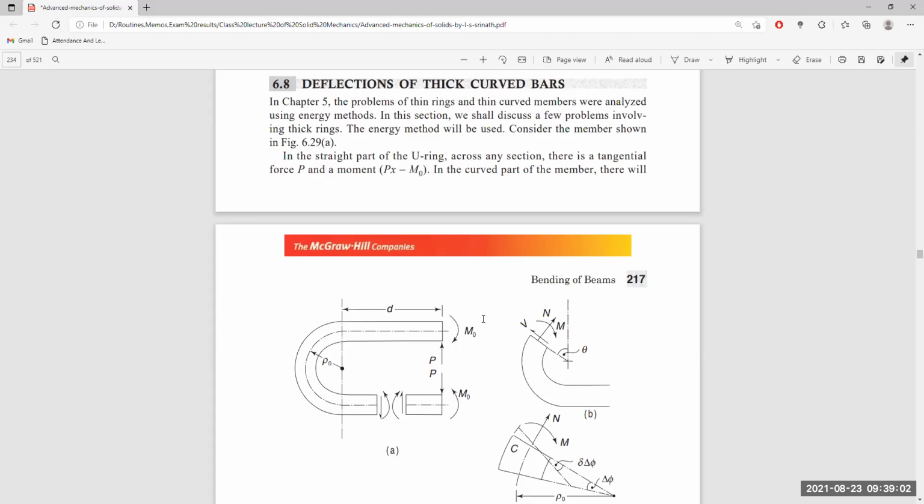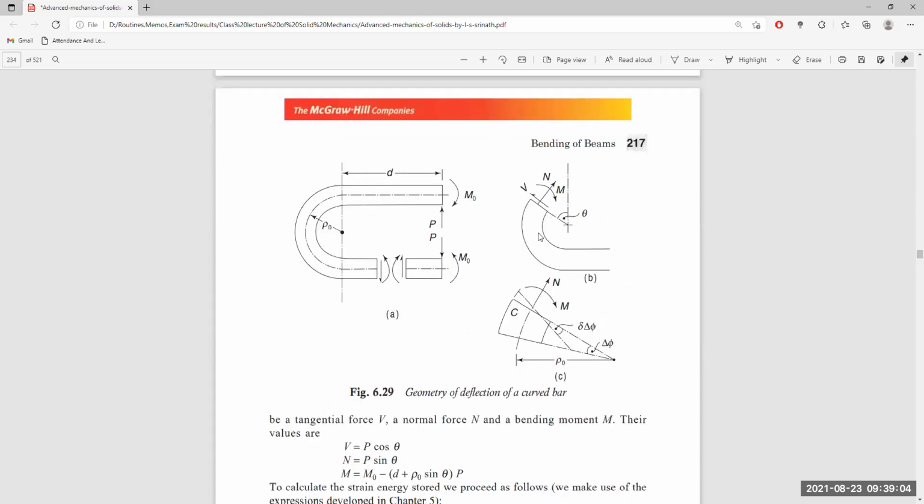In the curved part of the member, there will be a slight difference. This is the curved part of the member, which is defined by an angle theta from the y-axis itself. Here a bending stress is created along the surface, a normal force is created normal to the surface, and a bending moment M is created in the clockwise direction.